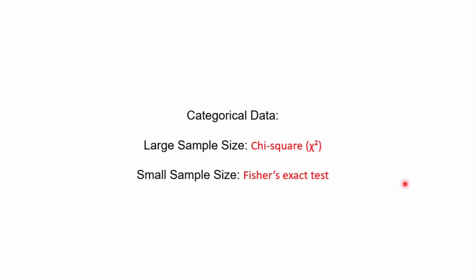Now let's talk about categorical data. For categorical data, we have two tests, chi-square or Fisher's exact test. These are essentially more or less the same, but the main difference lies in the sample size.